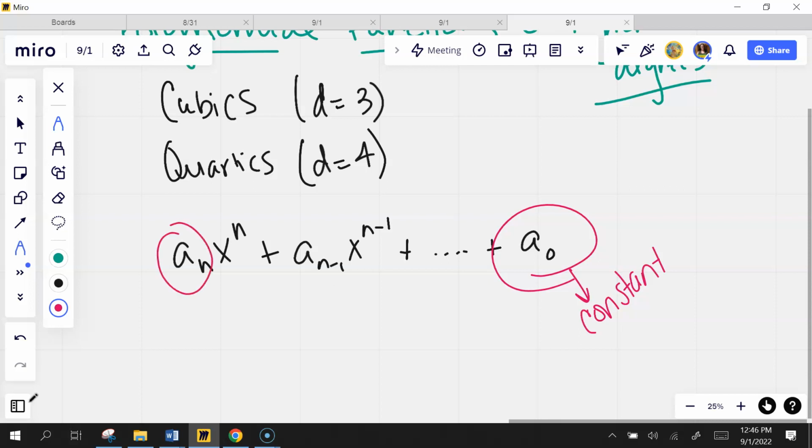How about a sub n? Which coefficient? The leading coefficient. This is called the leading coefficient. How about the n? Degree.